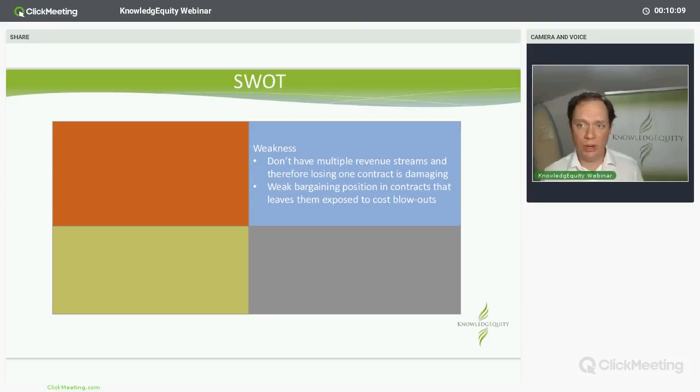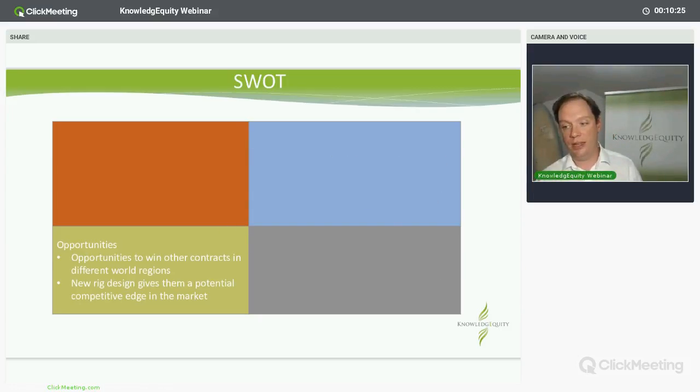Weaknesses: they don't have multiple revenue streams, and therefore losing one contract is very, very damaging to the business. They're in a very weak bargaining position in terms of the contracts, so they are exposed to cost blowouts. Remember, they wear it when things go wrong, because if you want the multi-million-dollar contract, the buyer is likely to know that these rigs are not being used by a whole bunch of other companies. It's going to be the industry knowledge, and so the buyer has the most amount of power.